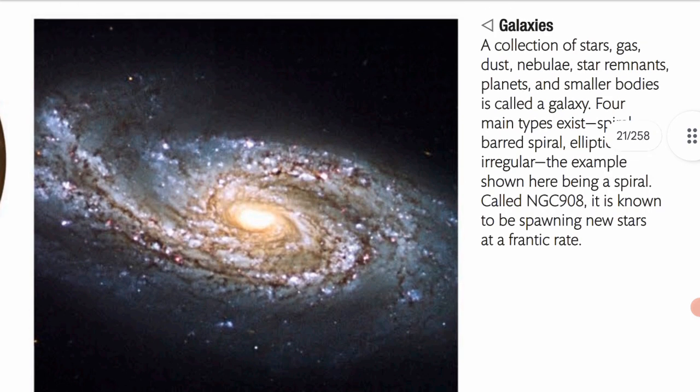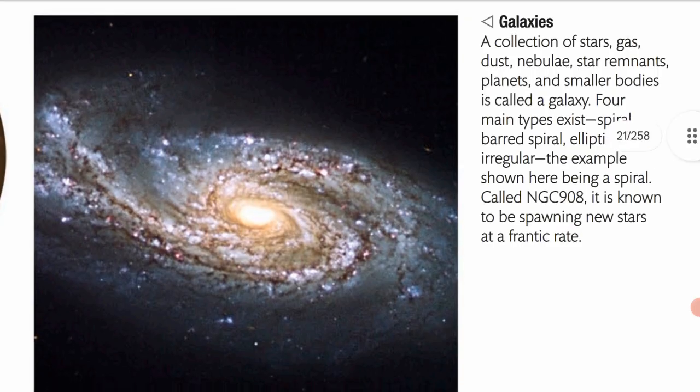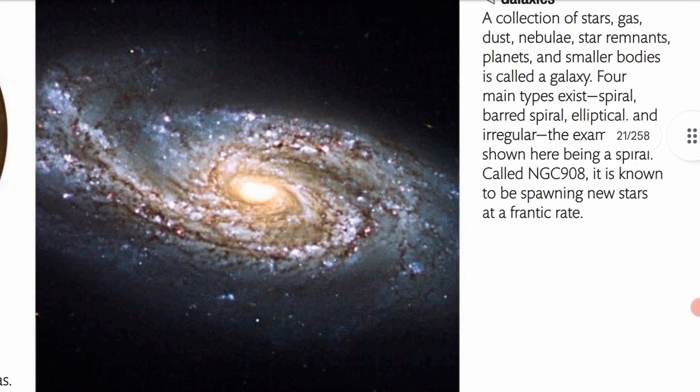Then we have the galaxies, the collection of stars, gas, dust, nebulae, star remnants, planets, and smaller bodies is called a galaxy. We have four main types of galaxies: spiral, barred spiral, elliptical, and irregular. This is an image of the galaxy called NGC 908, and it has a really frantic rate of new star formation.